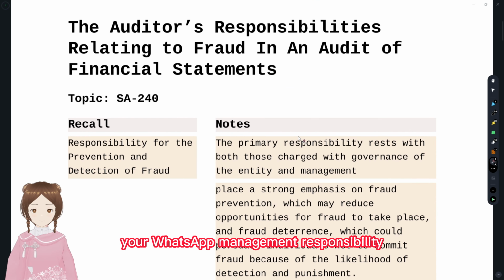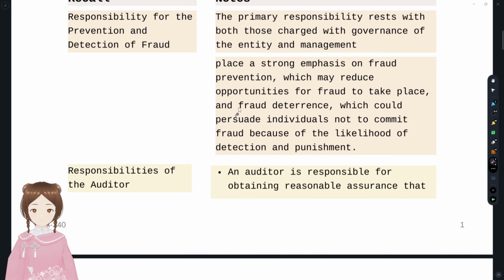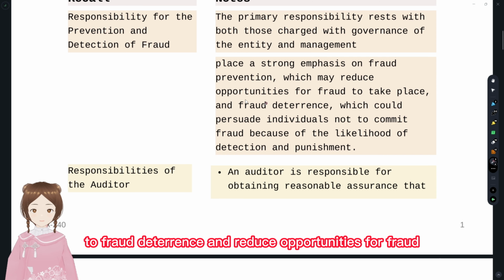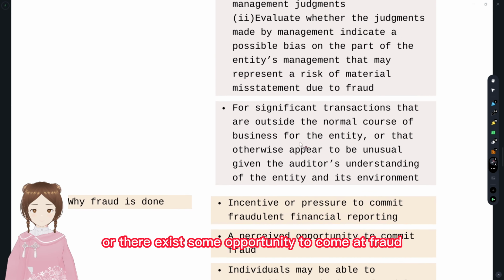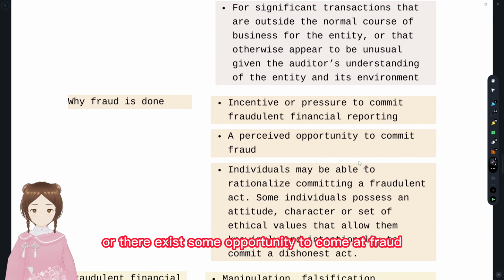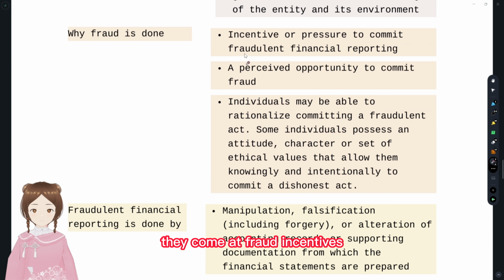Here, what's the management's responsibility? Management's responsibility is fraud deterrence and reducing the opportunities for fraud. But if there exists some opportunity to commit fraud, then what do they do? They commit fraud. Incentives are something that forces. Option B was an opportunity. Third one is that individuals may be able to rationalize committing a fraudulent act. That is, the individuals themselves voluntarily do fraud. First thing, someone or some external factor forces the individual. Second thing, there exists an opportunity. Third thing, the individual themselves voluntarily commit a fraud.